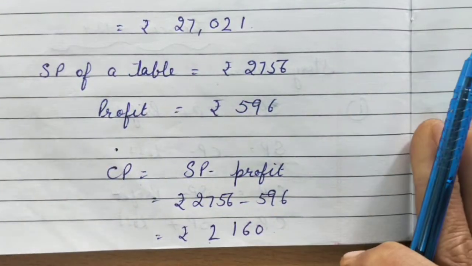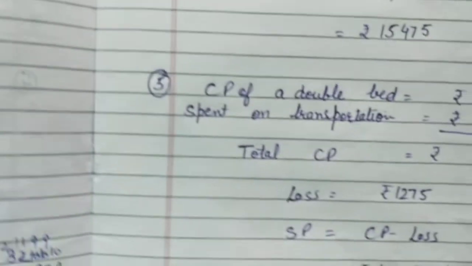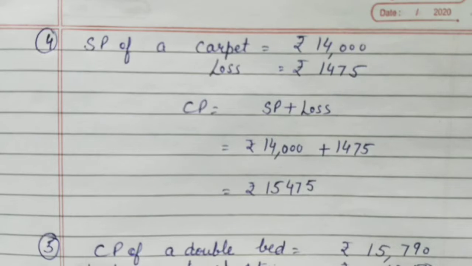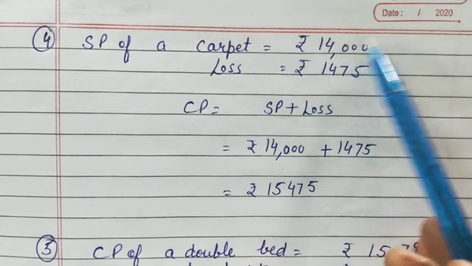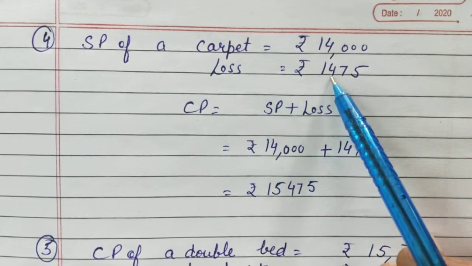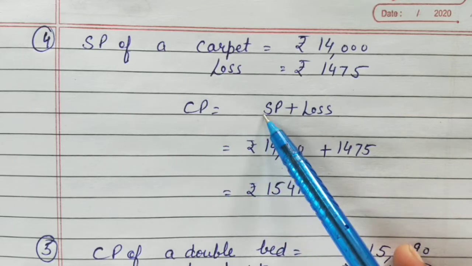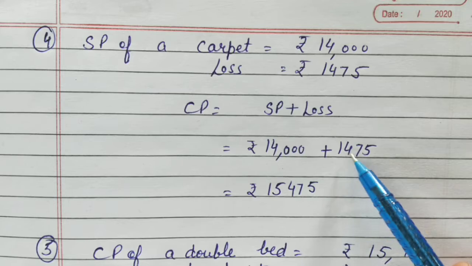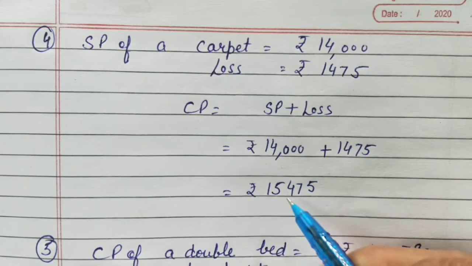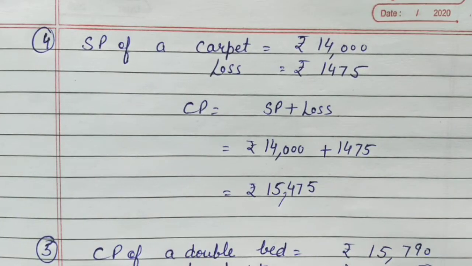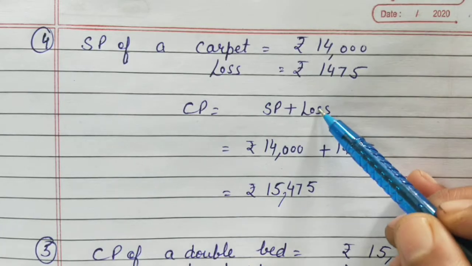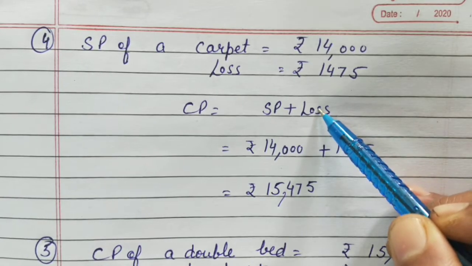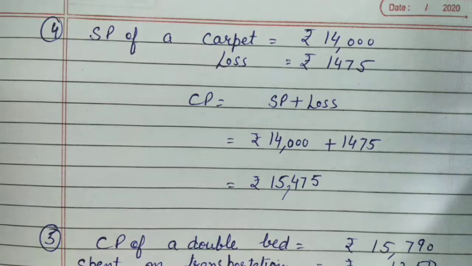We have given SP of a carpet, we also given loss, and we have to find out CP of a carpet. SP of a carpet rupees 14,000, loss 1,475, CP is equal to SP plus loss. We have to add 14,000 plus 1,475. Answer is rupees 15,475. If you have learned all formulas, it will be easy to do all the story sums. Question number 5.